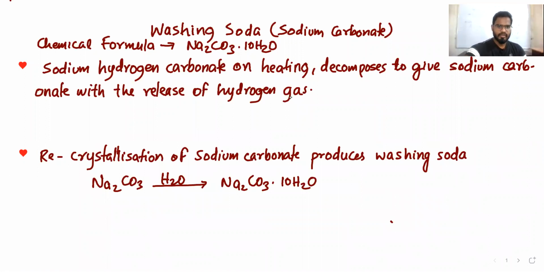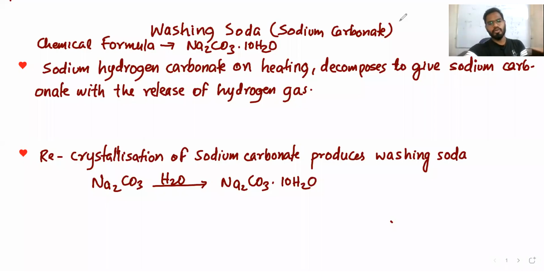Yes. So we can say washing soda, right? Washing soda is remaining for us. Washing soda is what? Sodium carbonate. By the name itself, we can say it is used for cleaning clothes and all, right? Anything washing related, that is washing soda. The chemical formula is Na2CO3 dot 10H2O. Na2CO3 dot 10H2O.